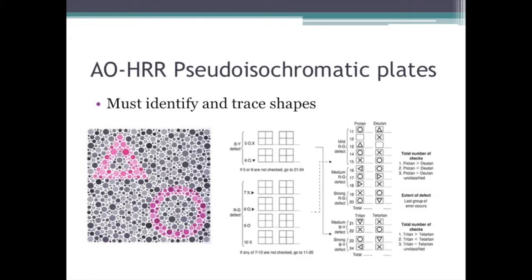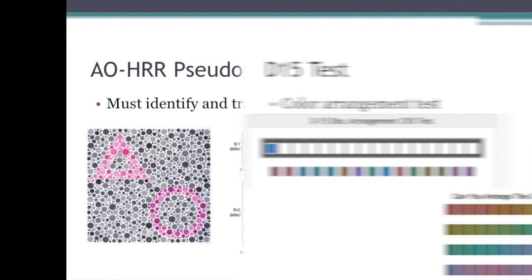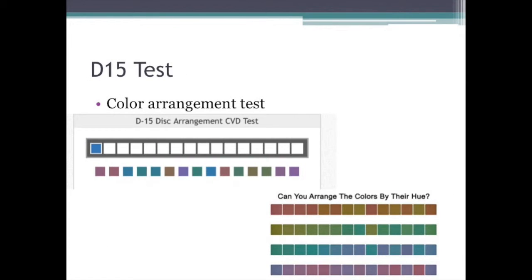So what's the difference with the pseudo-isochromatic plates for the AOHRR test? You must identify and trace the shapes, like in the example shown on the left, and on the right is the score sheet that you are given. So what about the D15 test? The D15 test is a color arrangement test where you are given a series of colored discs and are tasked with arranging the colors by their hue or shade.